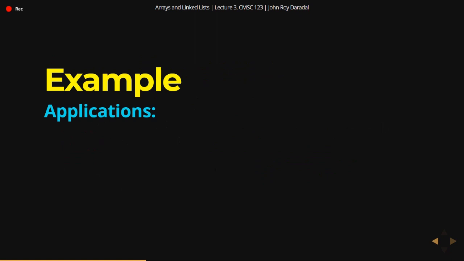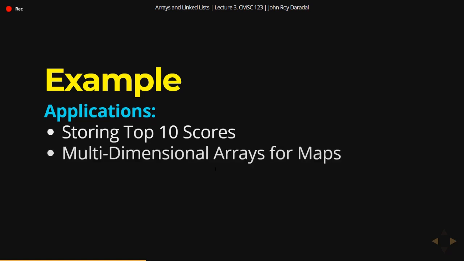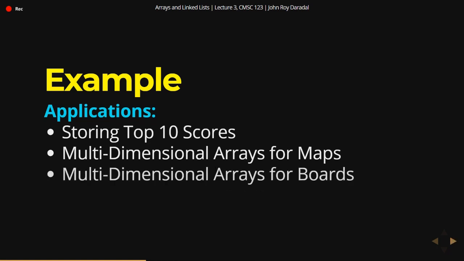Example applications of array include storing top 10 scores, so you need to have a fixed capacity, so that's only 10, right? You also have multi-dimensional arrays for maps. So for example, the maps in your games are usually 2D arrays, wherein you access, for example, the 0, 0, 0, 1, and so on, nga tile, right? And you also have multi-dimensional arrays for boards, like for example in chess or in snakes and ladders. So you usually have a 2D array for that as well.